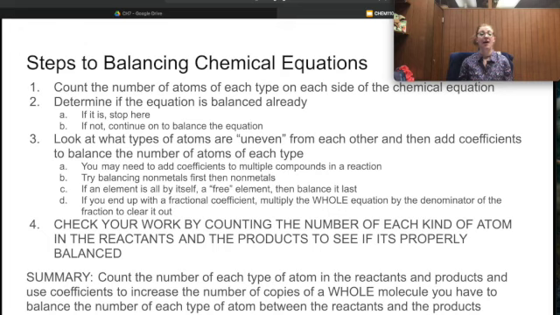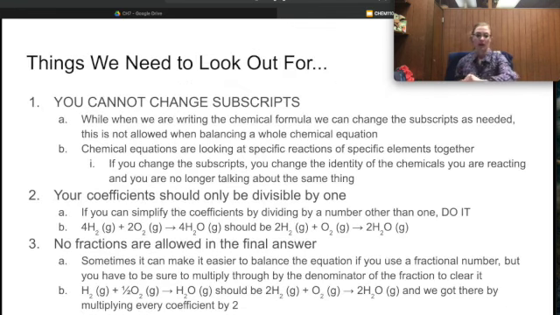So, in summary, you count the number of each type of atom in the products and the reactants, and you use coefficients to increase or decrease the number of copies of a whole molecule you have, so that you have the same number of each type of atom in the reactants and the same number of each type of atom in the products. So, things to look out for.